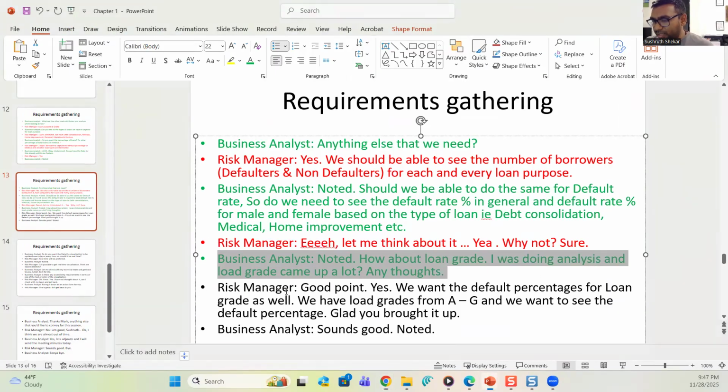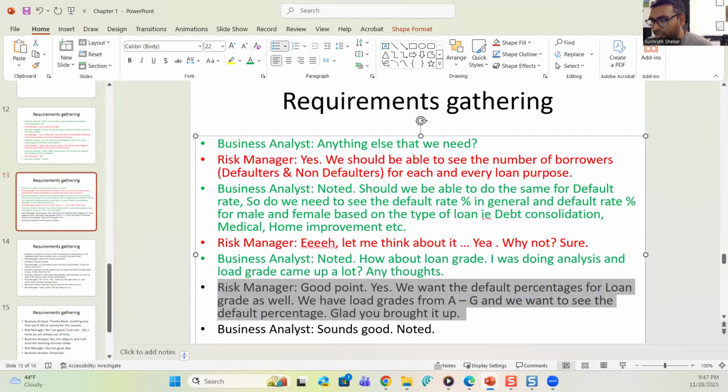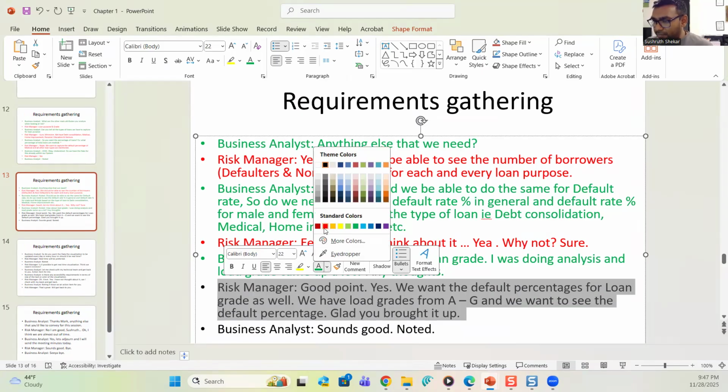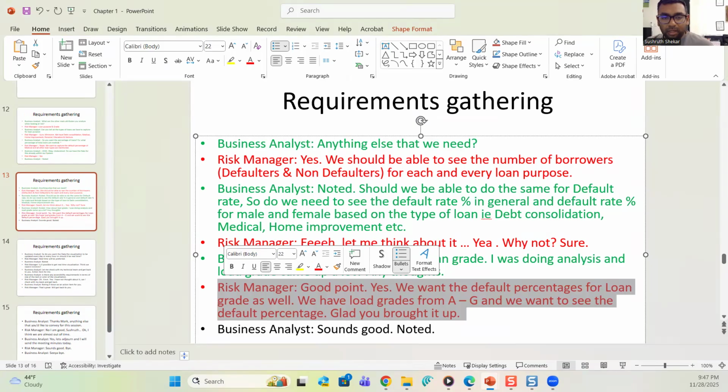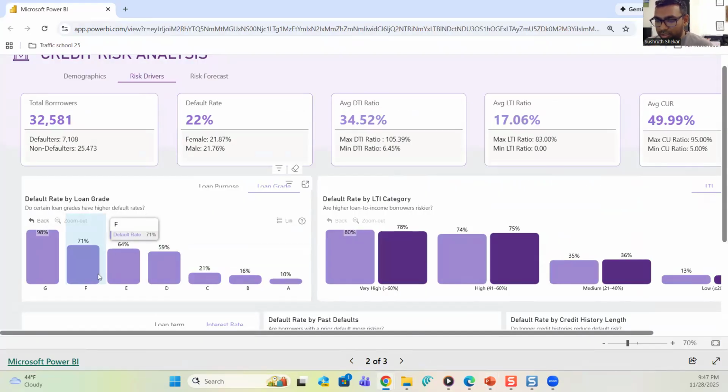And the risk manager says, good point. Yes, we want the default percentages for loan grade as well. We have loan grades from A to G and we want to see the default percentage. Glad you brought it up. So he's kind of saying, hey, good job. I'm glad you brought it up. We need that, right?